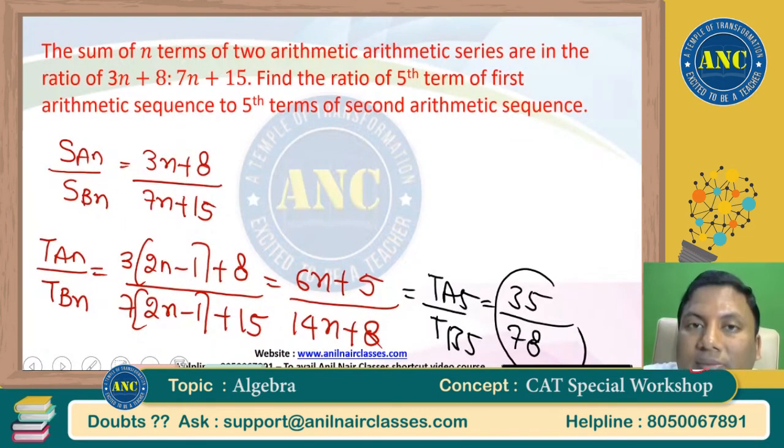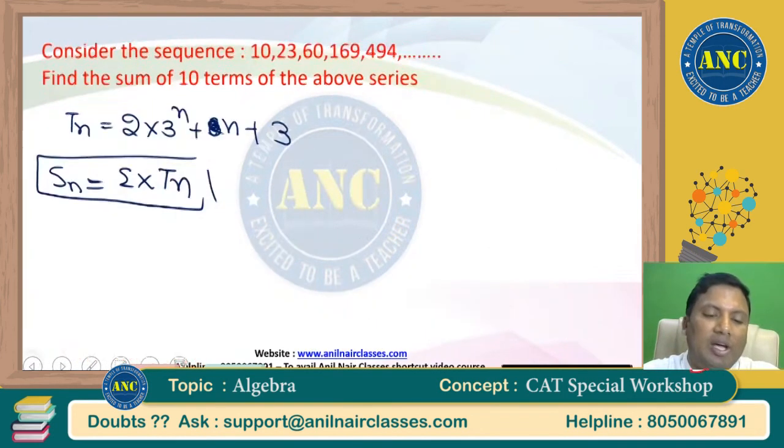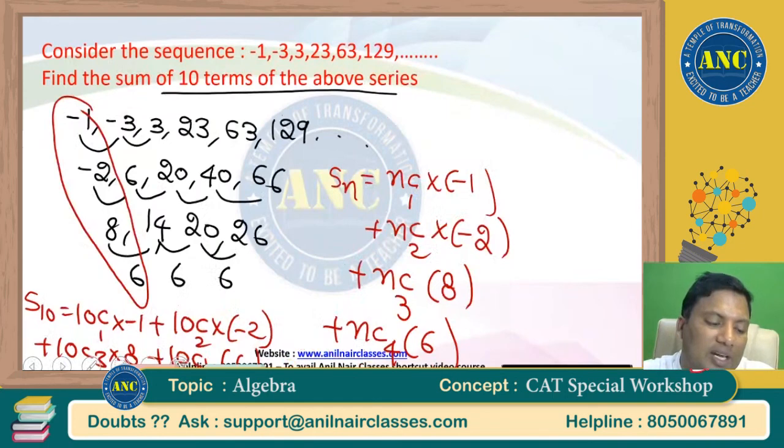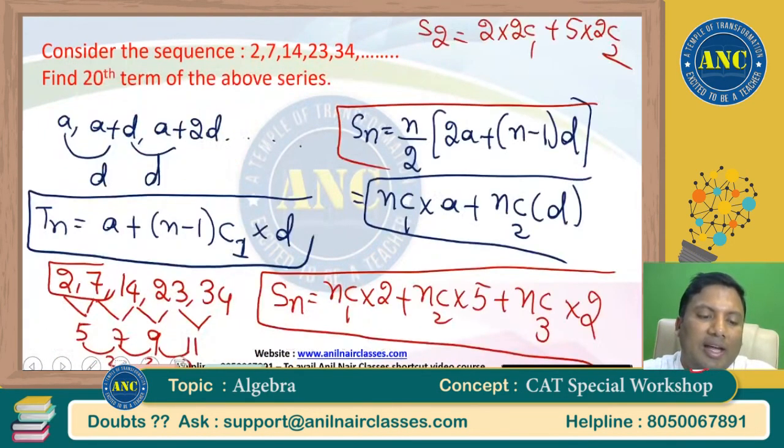Sum of n terms ratio becomes the nth term ratio if n is replaced by 2n minus 1. How to find out the GP series nth term? If the difference between the terms is becoming a GP series, Tn is a into r power n plus phi of n. If the difference is forming an AP series, how to write down Tn and an? I hope the idea is clear.